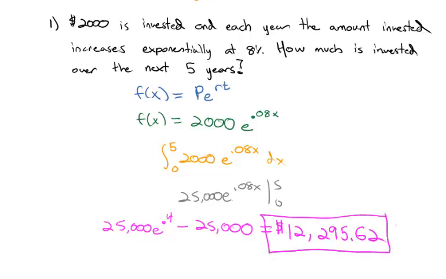So maybe I'm selling widgets. Sales are increasing 8% per year. Over the next 5 years, I'm going to bring in $12,295.62. That's this idea of total money flow, the total money that's come into my account, not including the interest, is $12,295.62.